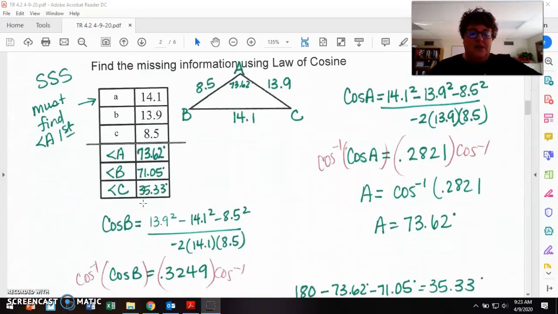Okay, so this first one. Find the missing information using law of cosines. The information you're given is 3 sides. So side, side, side.